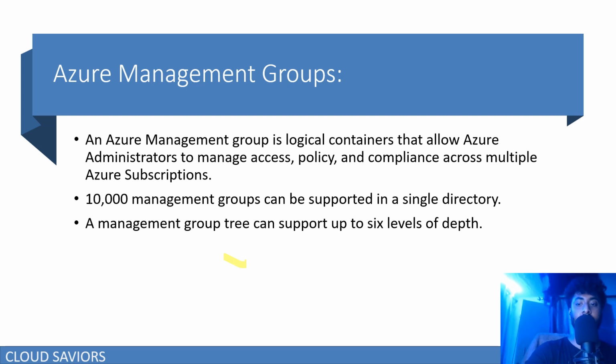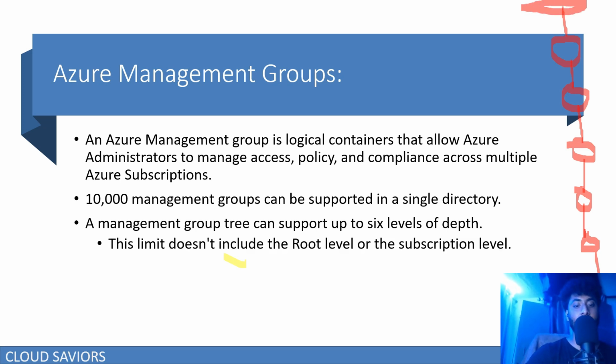Okay. So let's say you have this management group. It is not like you will have only one root management group. No, this management group can be a part of another management group, and that again can be a part of another management group. So it will go to 6 depth. So 1, 2, 3, 4, 5 and 6. And of course the first one would be a root management group. So this limit doesn't include the root level or the subscription level.